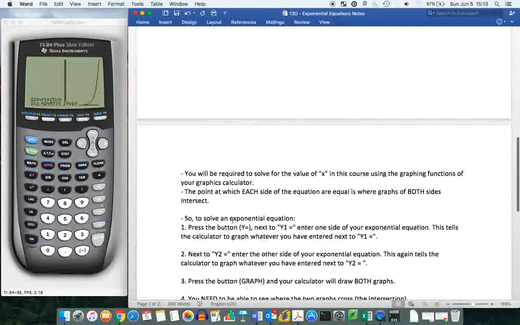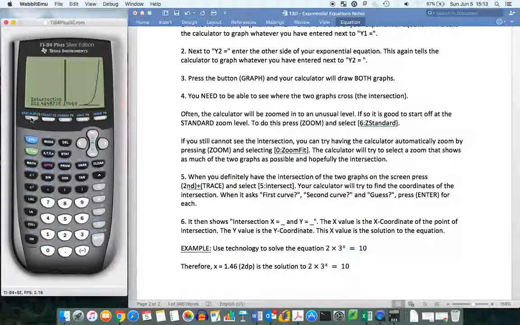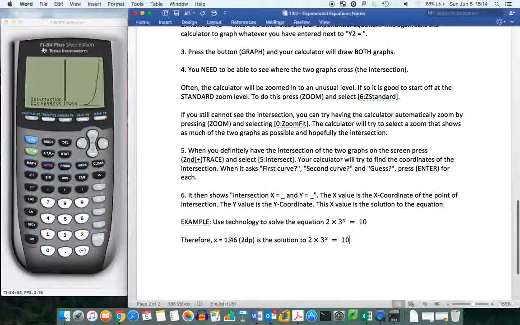Basically all you're doing is graphing either side. You're graphing the left side, you're graphing the right side. You can see that here. If I go to the y equals, this is where you put your graphs in. I put the left side of the equation in, put the right side of the equation in, graphed it by pressing graph, set up a view where I could definitely see the intersection, got my calculator to find the intersection by doing second trace, told it the curves, and it solves it for you. Okay, and so the solution to the equation is whatever the x value is, which is that. So I've rounded it to 1.46.